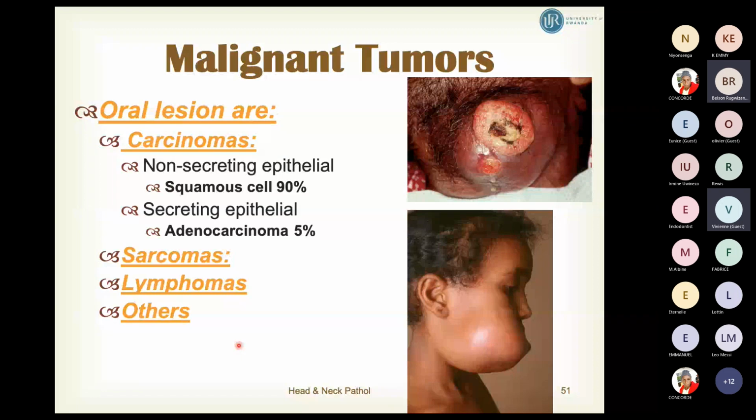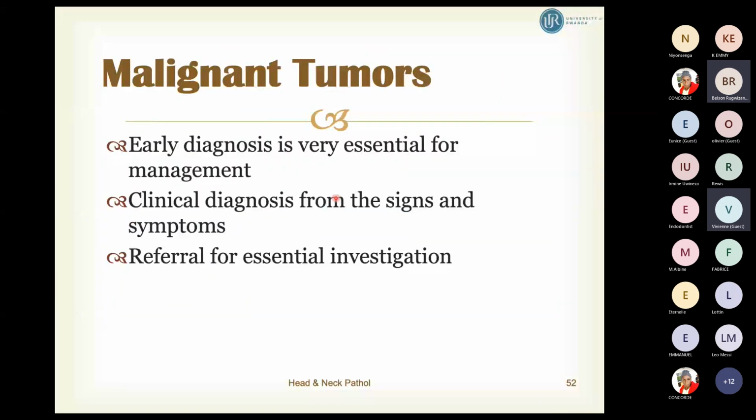Other lesions can be lymphomas, because lymphoma usually affects the jaw. But you have carcinomas, the most common being squamous cell carcinoma. We discussed this last time in the gastrointestinal tract pathology. So the message here is that early diagnosis is very important for proper management.